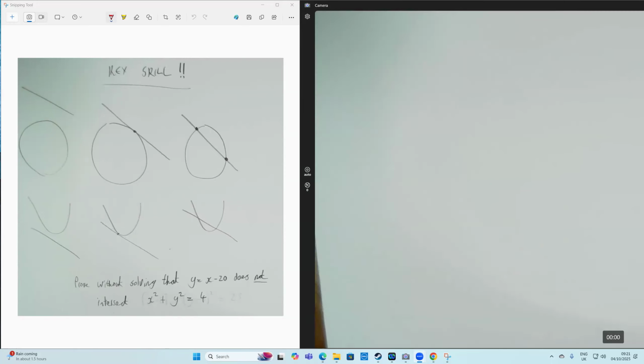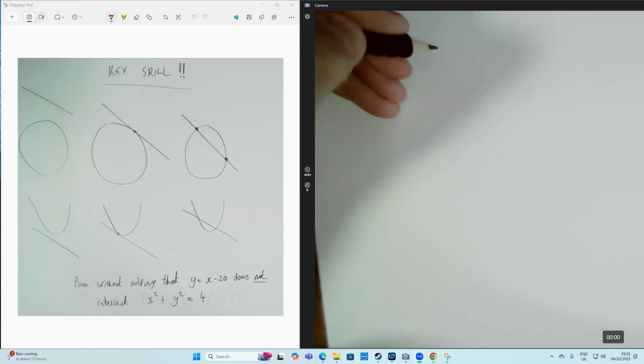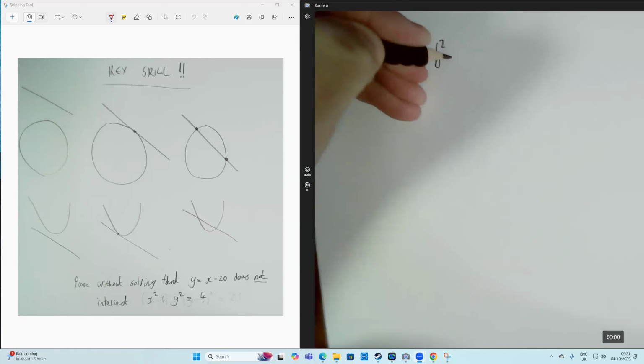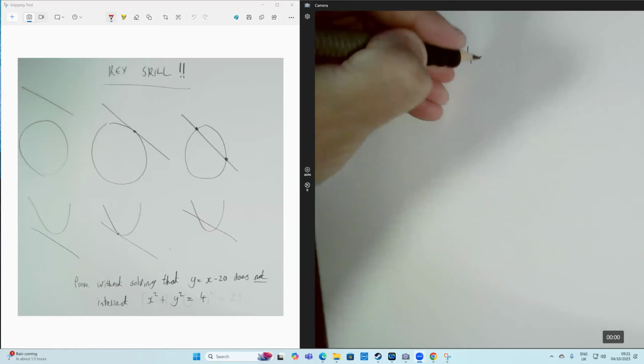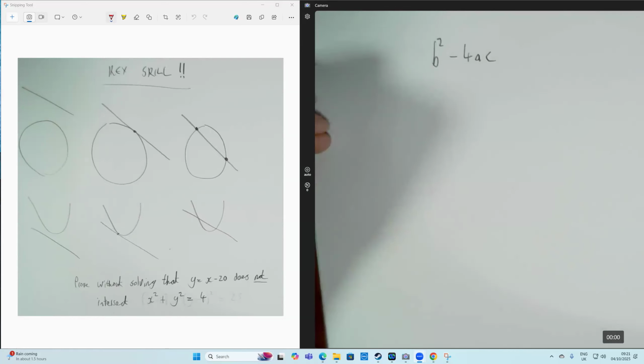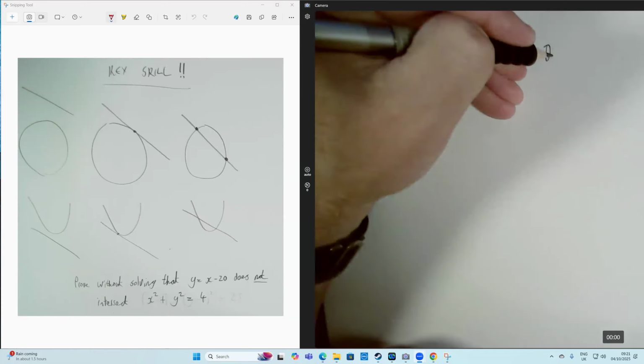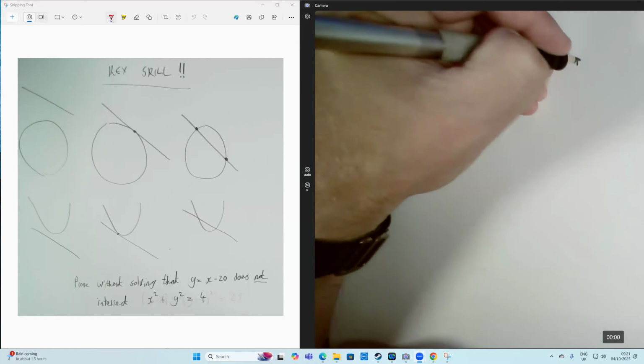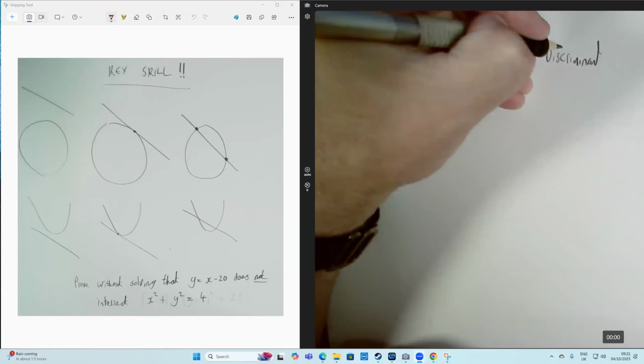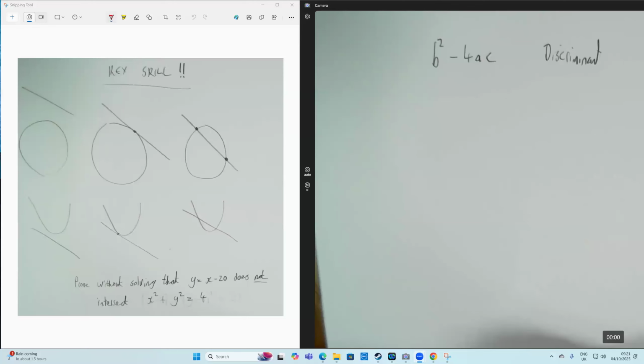What this has to do with is a really important part of the quadratic formula called the discriminant. The discriminant is the b squared minus 4ac bit of the quadratic formula.